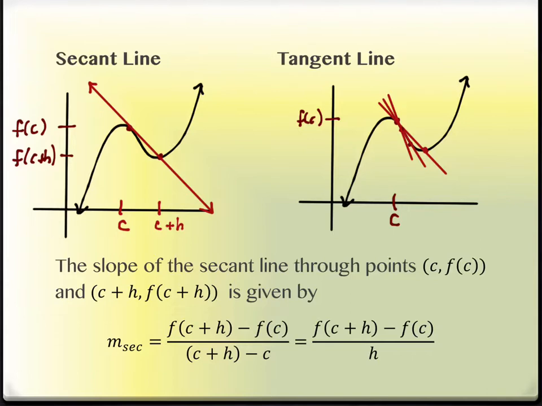The slope down here of the secant line is the change in the y's, so f of C plus h minus f of C, divided by the change in the x's, which is C plus h for one of them and C for the other. When you simplify the denominator, the C's cancel out because you have C minus C, so you end up with h in the denominator. So this is the slope of the secant line. What happens when we move into tangent lines is we take the limit of this quantity as h goes to 0.